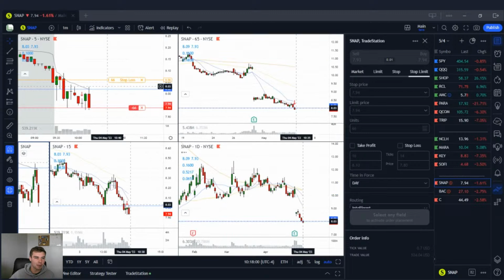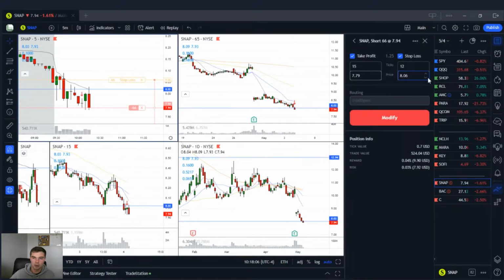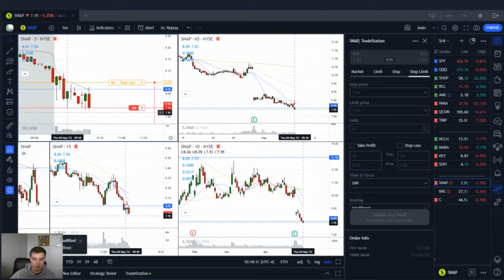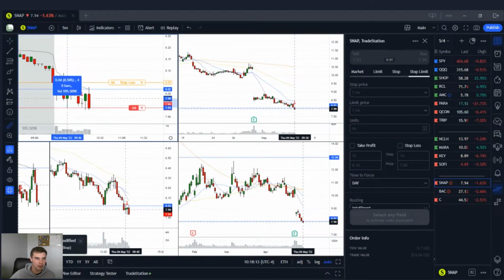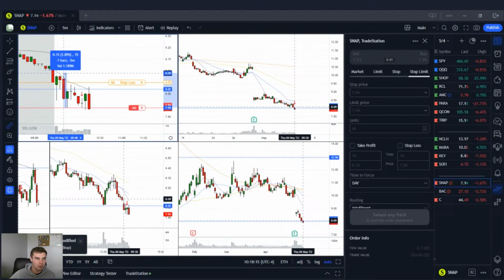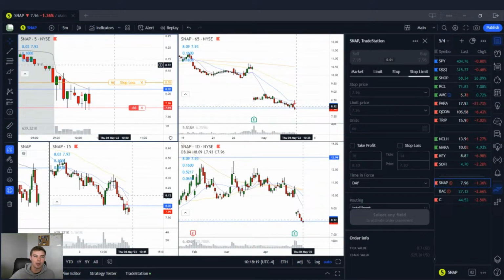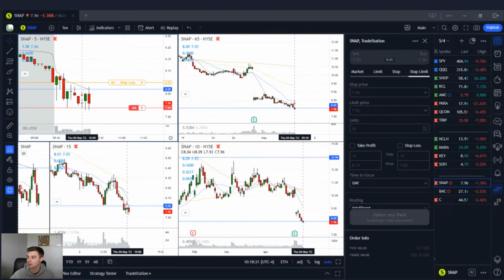Snapchat with a big, nice red bar. So, in fact, I'm going to lower my stop just a bit more on Snap, 8.05. Give another penny here. So, we got in at 7.94. Was a 15-cent stop. Now it's only a 10-cent stop. So, about a 0.6 R risk on Snapchat. So, feeling good about the risk there.